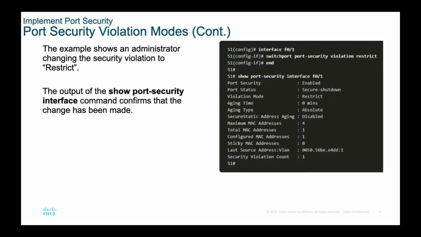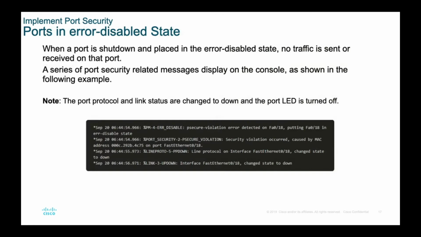So this is an example of how to configure a violation. Interface FA0/1, switchport port-security violation restrict. So if you choose restrict, you should see it highlighted, violation mode as restrict, in here. Okay, so whenever there is a violation, the switch will pop up a message. So this is an example of a violation message.